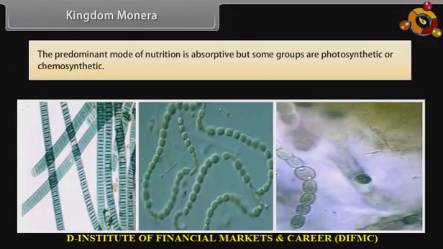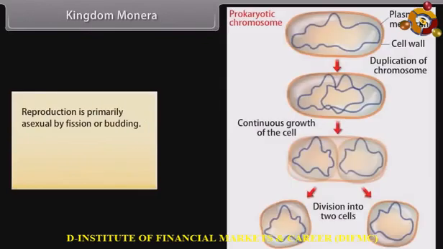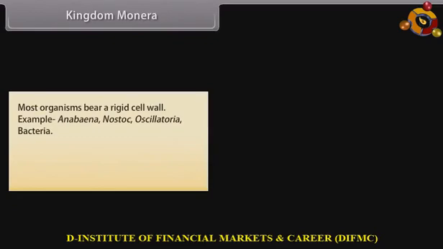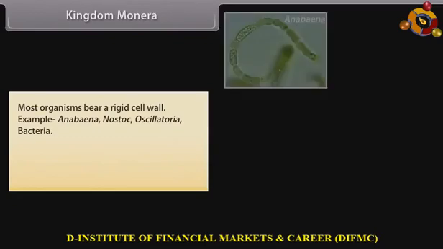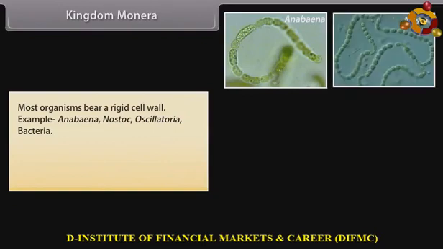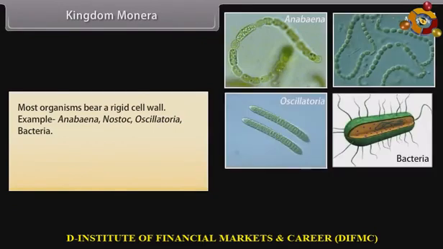The predominant mode of nutrition is absorptive, but some groups are photosynthetic or chemosynthetic. Reproduction is primarily asexual by fission or budding. Protosexual phenomenon also occurs. Most organisms bear a rigid cell wall. Example: Anabaena, Nostoc, Oscillatoria, bacteria.